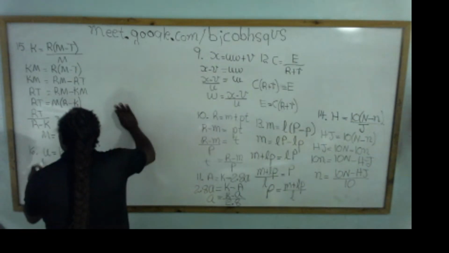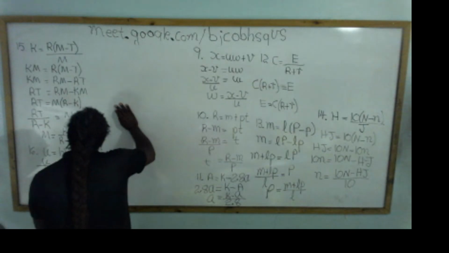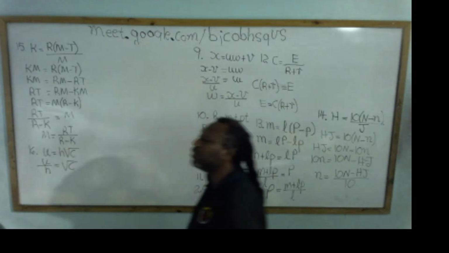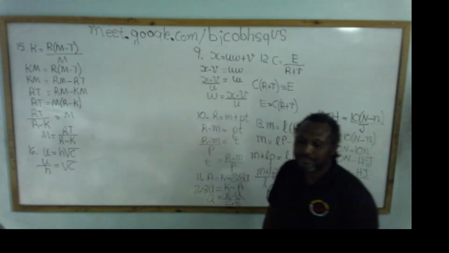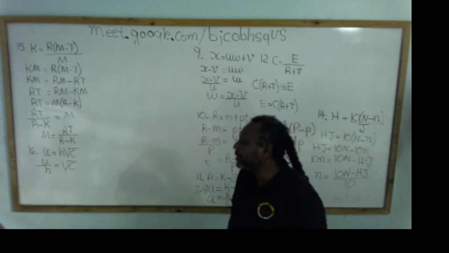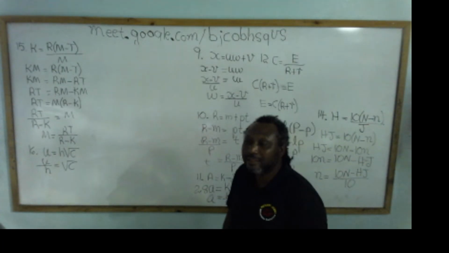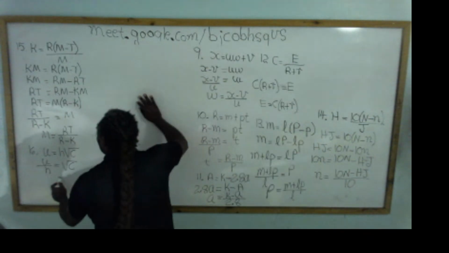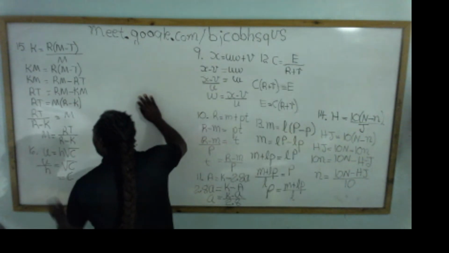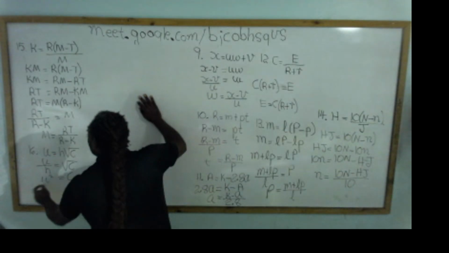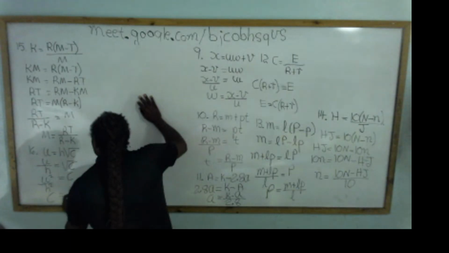U over h is equal to the square root of c. And of course, you know what you need to do now. You need to square both sides, thereby eliminating the square root sign on the right-hand side and then squaring the left-hand side. So squaring both sides, the square root sign is eliminated, and then we'll have u squared over h squared. Then c is equal to u squared over h squared, and that is where we end.